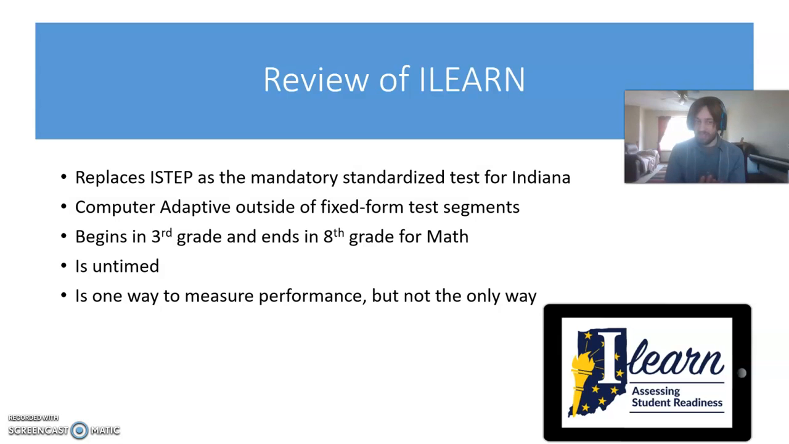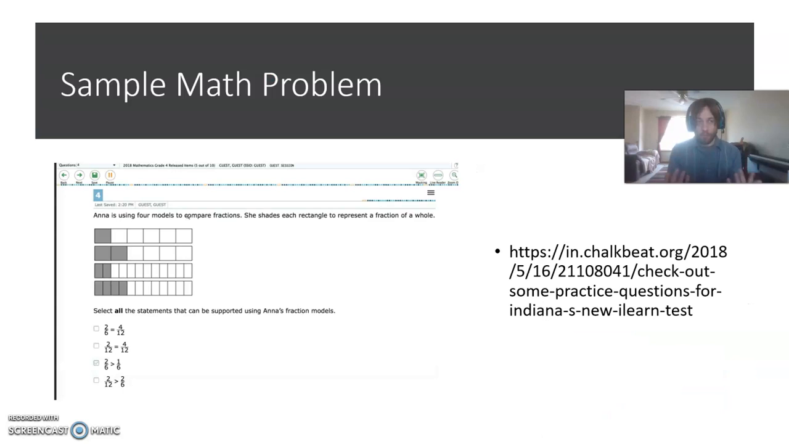And this begins in 3rd grade and ends in 8th grade for math, which will be the focus of today's slideshow. And again, this is just one way to measure performance. There's many other ways. A sample math problem for the 4th grade I-loan exam would be to compare fractions. The first example, there are 6 boxes and 1 is shaded in. The student would take the 1 shaded box and make a fraction out of it, out of the amount of boxes there are. So this answer would be 1/6.